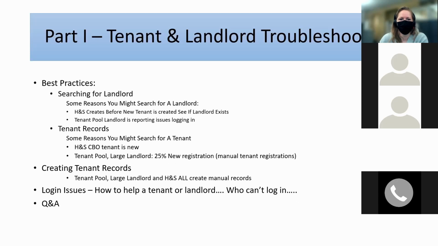Additionally, creating tenant records. We'll go over tenant pool, large landlord, and hub and spoke, all creating manual records and how that process works. You might be doing that for your 25% carve out. All program types can do that when they are attempting to serve their 25% carve out and are adding a net new tenant. So we just want to make sure that we're not duplicating a tenant record that already exists in the system.